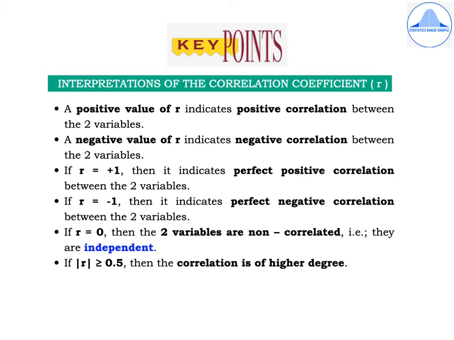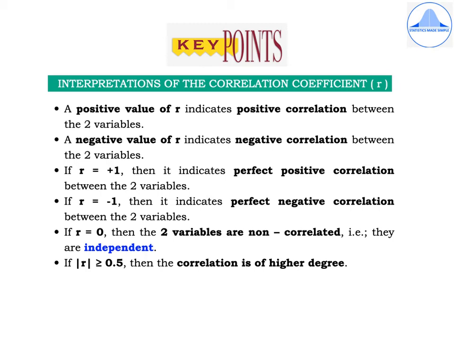Let us now learn how to interpret the value of Karl Pearson's correlation coefficient, which is denoted by the alphabet R. A positive value of R indicates positive correlation between the two variables. A negative value of R indicates negative correlation between the two variables. If R is equal to plus 1, then it indicates perfect positive correlation between the two variables. If R is equal to minus 1, then it indicates perfect negative correlation between the two variables.